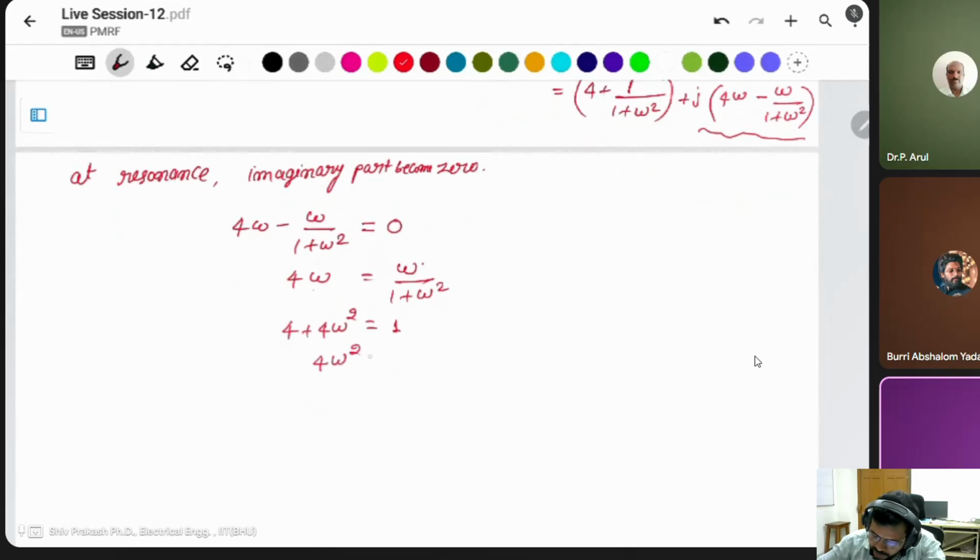4 omega squared is equal to minus 3. Omega squared is equal to minus 3 by 4, which is minus 0.75. What is omega? The root of minus 0.75 will be j 0.86.